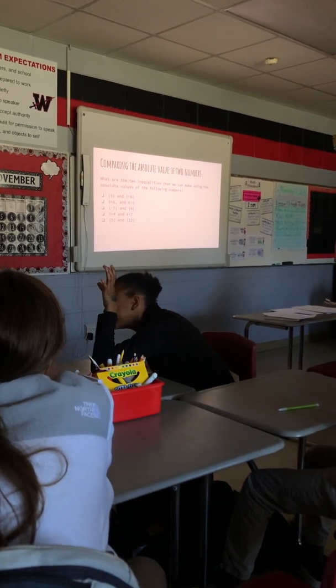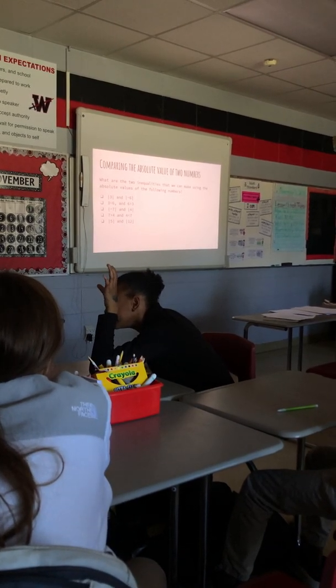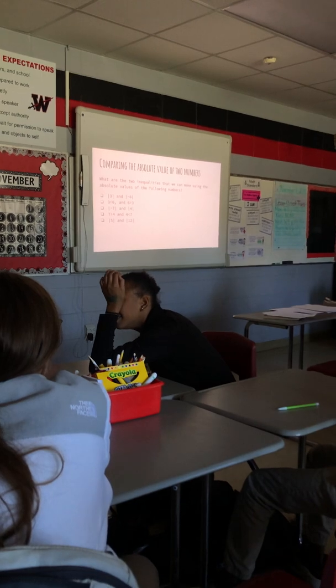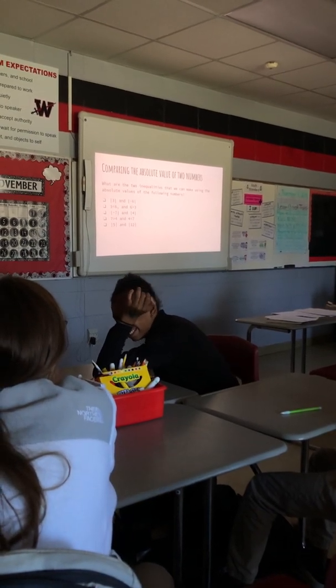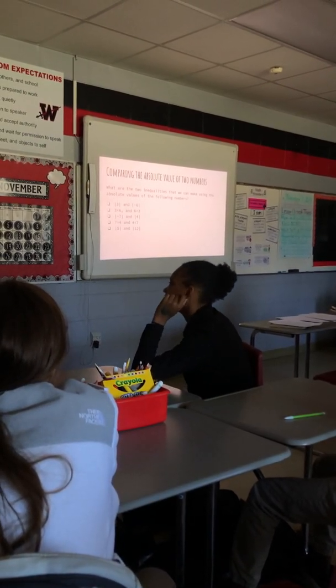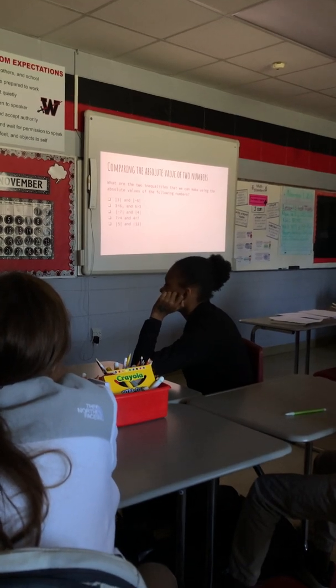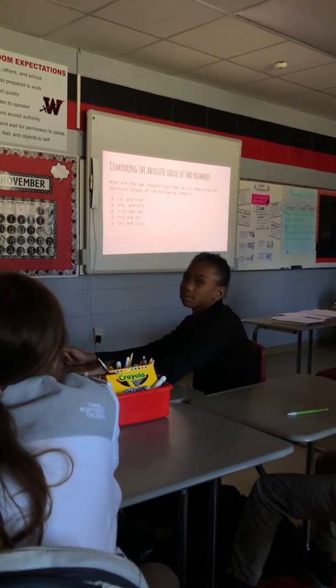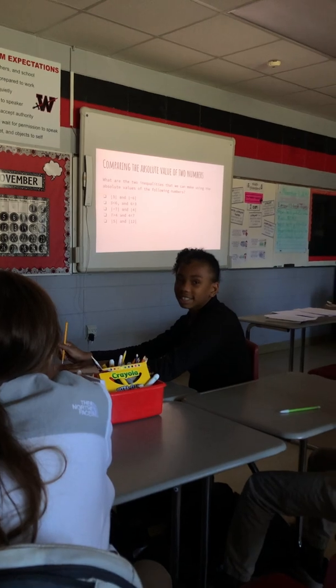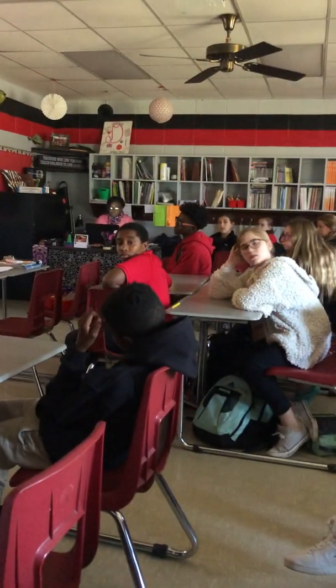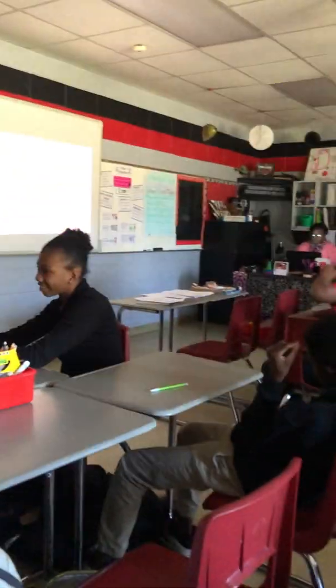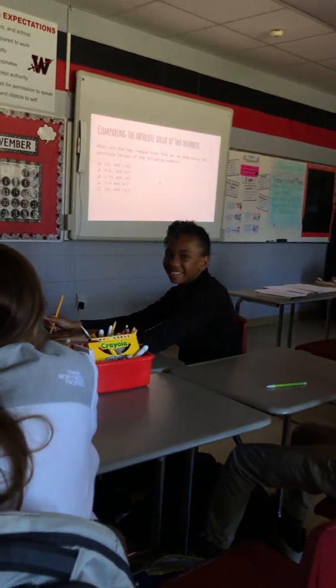Alright, so I hear a few different answers on this one, so we're going to talk this one out together. The absolute value of 5 is 5, and the absolute value of 12 is 12. Okay, so which number is greater? 12. So we know that 12 is greater than 5, and that means 5 is less than 12. Okay. Good job, guys.